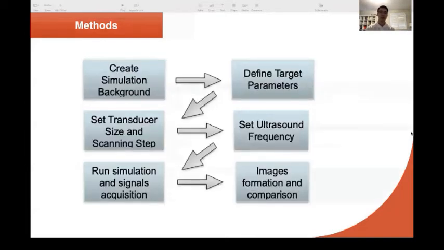The method that we have used to create the simulation has been put in a few steps. Firstly, we created the simulation background, which you can think of as a sandbox where all of the simulation occurs in. We then define the target parameters, which is the size and shape of the plaque. We then created the transducer, set its size, as well as the scanning step, which is how often it will scan the environment. We will then set the ultrasound frequency, which can be adjusted between experiments. And finally, we run the simulation, acquire the signals, and then create the final images for comparison.